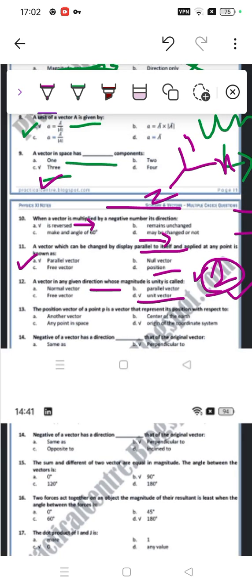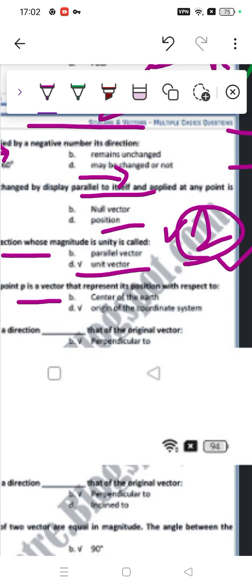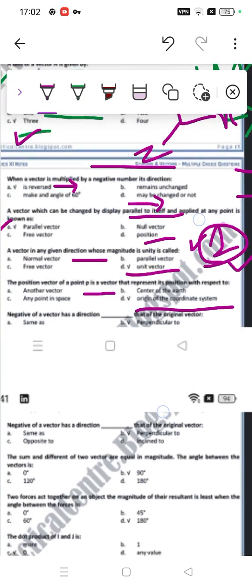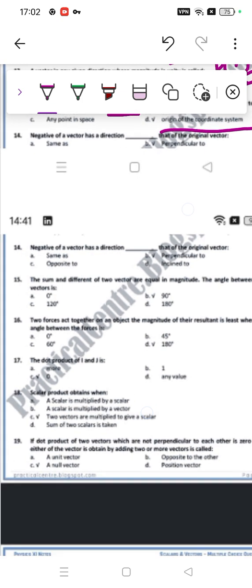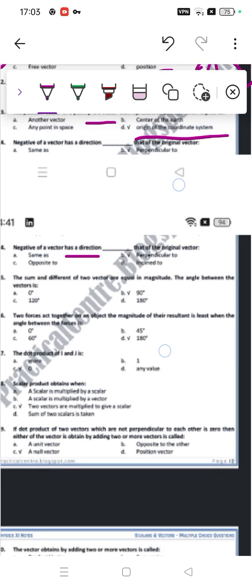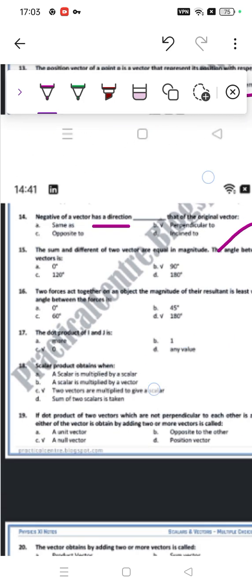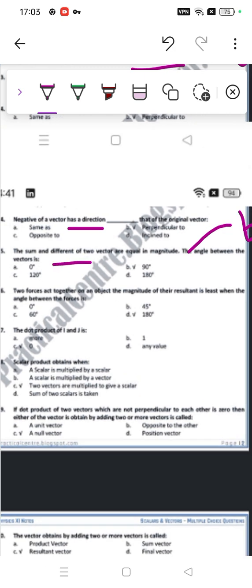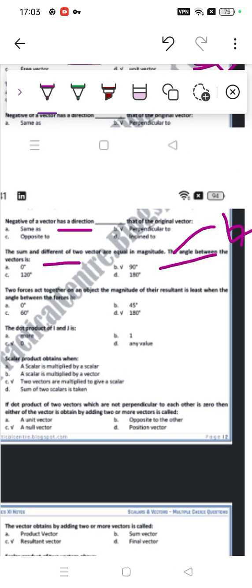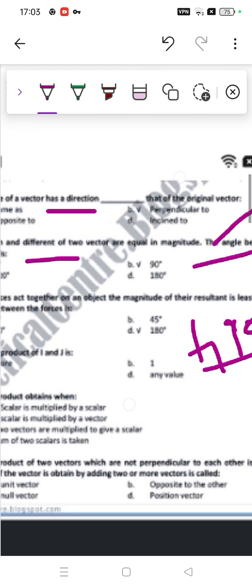The position vector of point P is a vector that represents its position with respect to the origin of the coordinate system. Then we have a negative vector, which has a direction opposite to the original vector. When it's opposite, one is positive and the second is negative. The sum and difference of two vectors are equal in magnitude. The angle between the vectors is: if this is one vector and this is another, and we talk about the magnitude, the angle between them is 90. So this means B is the right option.